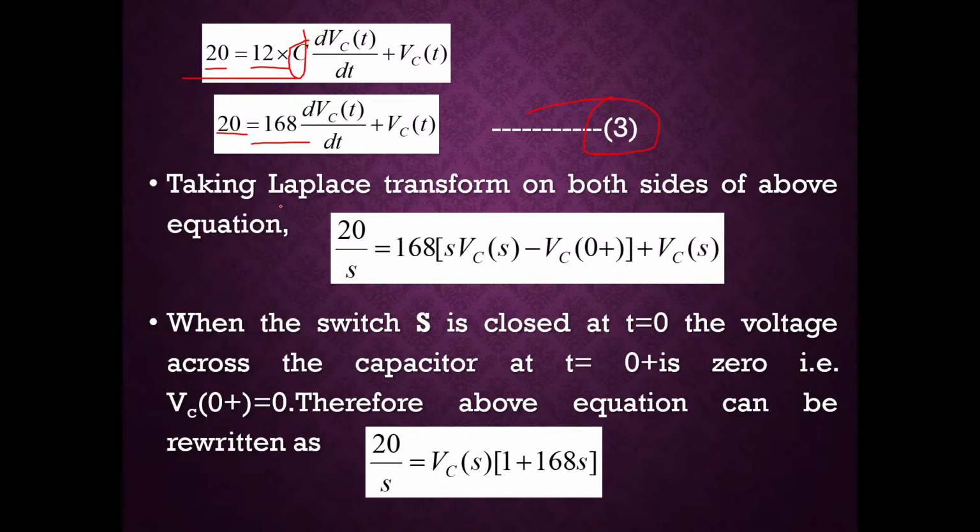Now you can take the Laplace transformation of the above expression. So you will get 20 by s. 168 is a constant, leave it as it is. Laplace of d by dt of Vc(t) is s Vc(s) minus Vc(0), plus Vc(t), whose Laplace is Vc(s).